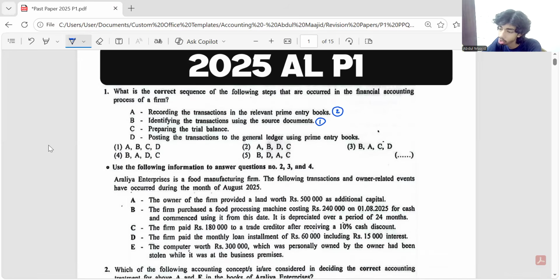After that, the balances of the prime entry book, the total of the prime entry book, will be taken to the general ledger, so ledger account. That's the third one. And then you will balance off that ledger account and post it to the trial balance. So the answer is B, A, D, and C, answer number 4. Answer number 4. Then, second and third.